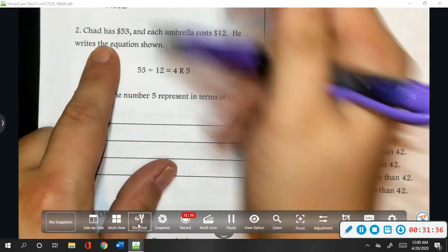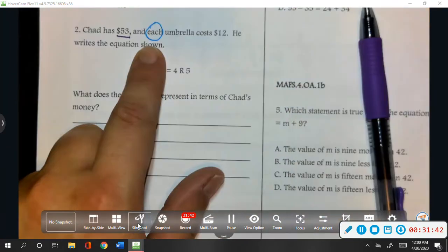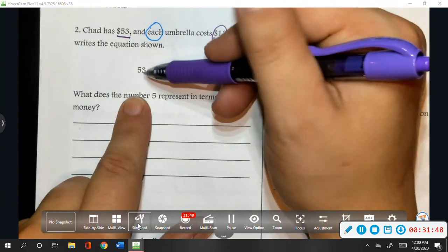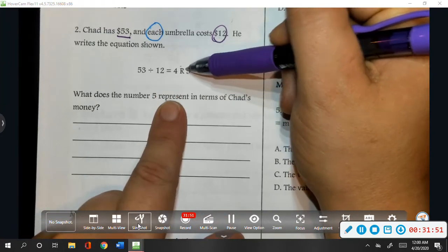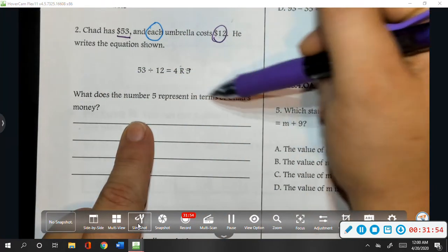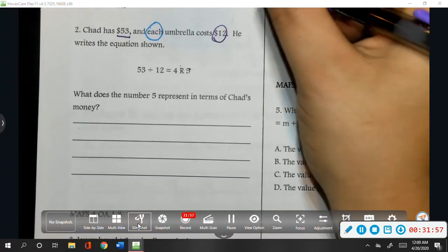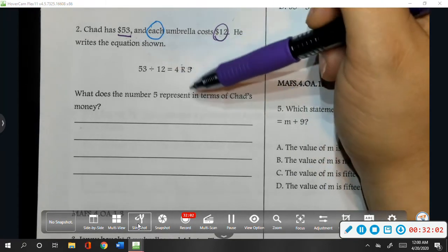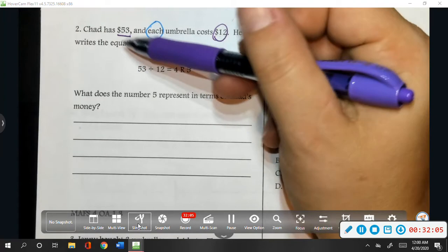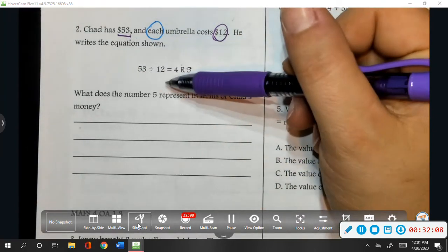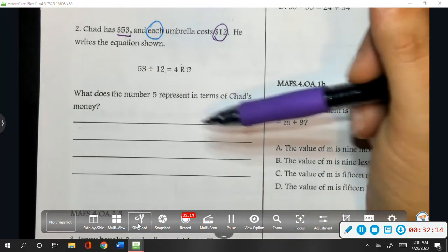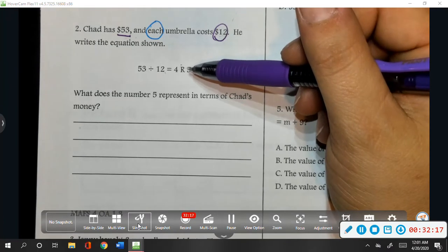Number 2. Chad has $53 and each, there's that multiplication term again, and each umbrella costs $12. He writes the equation shown, 53 divided by 12 equals 4 remainder 5. What does the number 5 represent in terms of Chad's money? So, Chad had $53 and each umbrella cost $12. He writes the equation. So it looks like he's trying to figure out how many umbrellas he can buy with his $53, because it looks like he's trying to split it up into groups. If each umbrella costs $12, then how many umbrellas can he buy with $53?